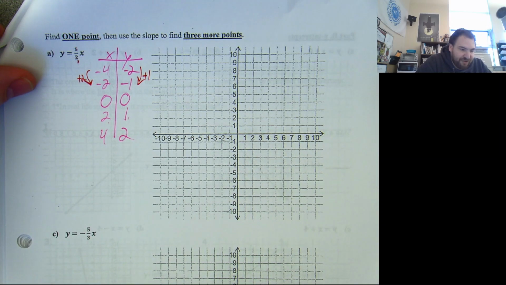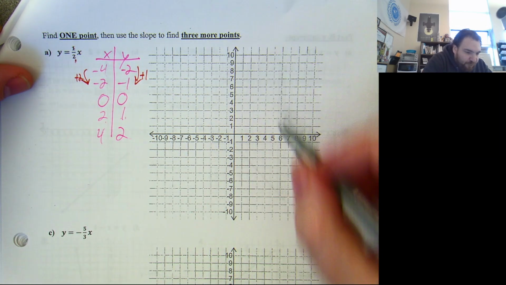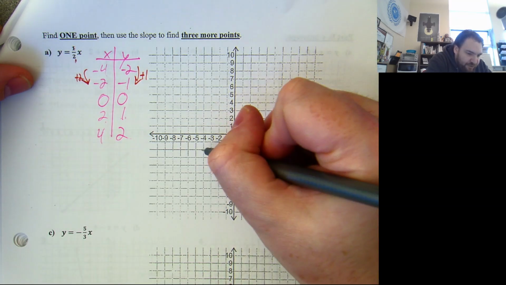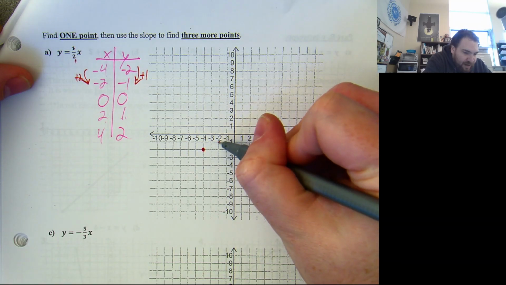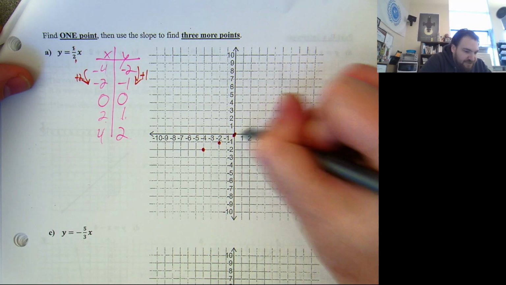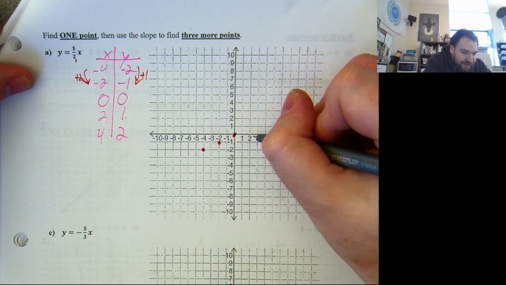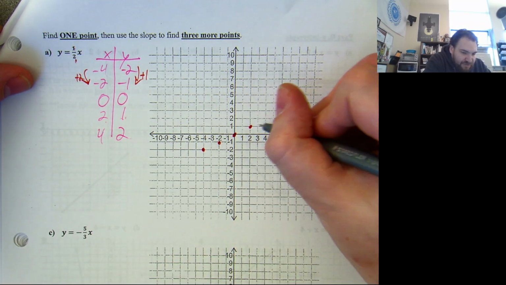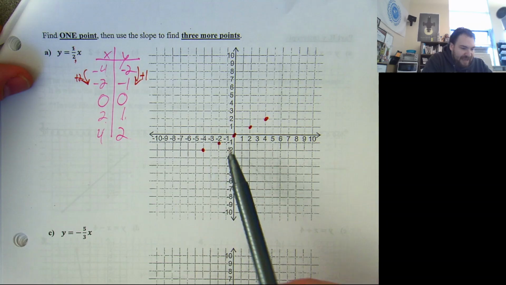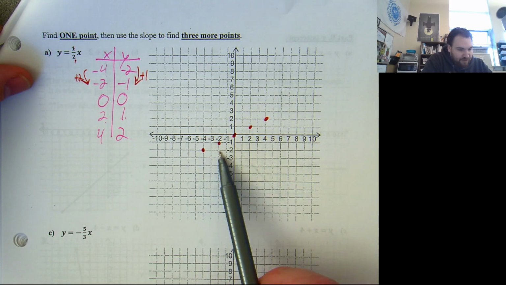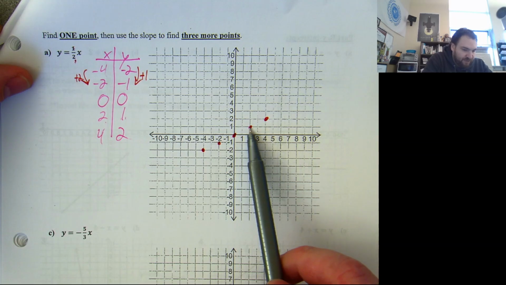Now let's look at what this does on the graph. Let's plot these points. -4, -2 is left 4, down 2. -2, -1 is left 2, down 1. 0, 0 is right there smack in the middle. 2, 1 is right 2, up 1. And 4, 2 is right 4, up 2. Oh, look, the pattern. Over 2, up 1, over 2, up 1, over 2, up 1, over 2, up 1.